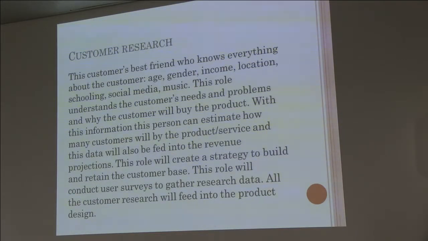With this information, the customer research person will estimate how many customers will buy the product or service the digital business is seeking to provide, and this data will be fed into the revenue projections. This role will create a strategy to build and retain the customer base, and this will also be fed into revenue projections and back to the entrepreneur. And this role will conduct user surveys to gather research data, which will feed into the product design. All customer research will feed into the product design, and the customer research person will also make sure that the product designer is improving the design in accordance with what his or her customers were saying.